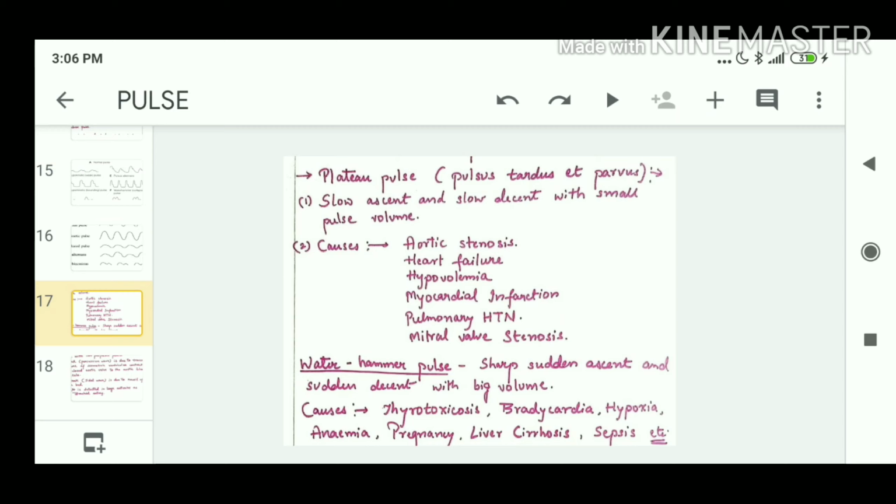What are the causes for this? They are aortic stenosis, heart failure, hypovolemia, myocardial infarction, pulmonary hypertension, and mitral valve stenosis. These conditions you need to remember, my dear friends. And next, coming to the water hammer pulse. What is the difference between plateau pulse and water hammer pulse now? There will be sharp sudden ascent and sudden descent with big volume.